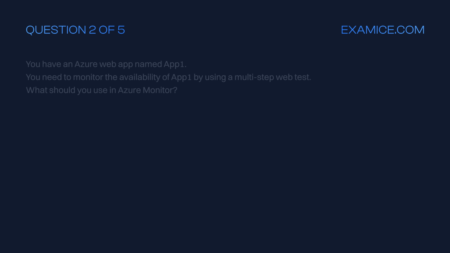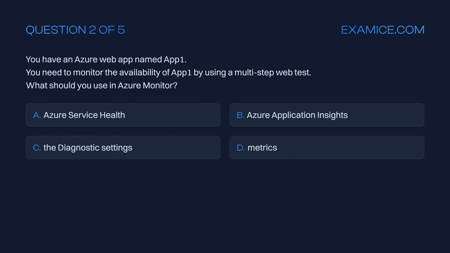Question 2. You have an Azure web app named App1. You need to monitor the availability of App1 by using a multi-step web test. What should you use in Azure Monitor?